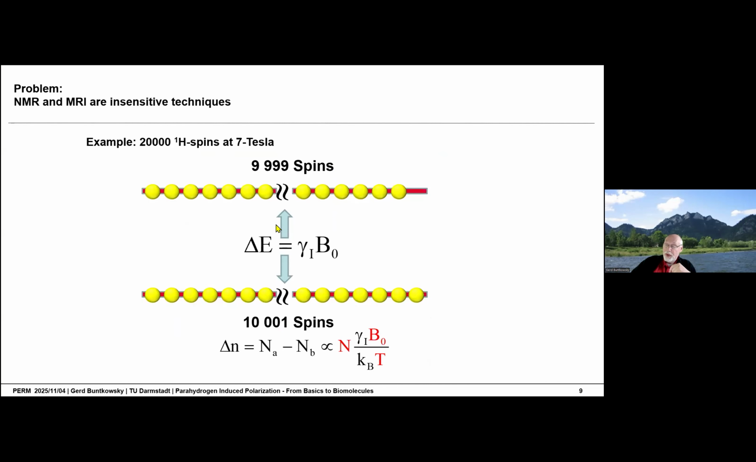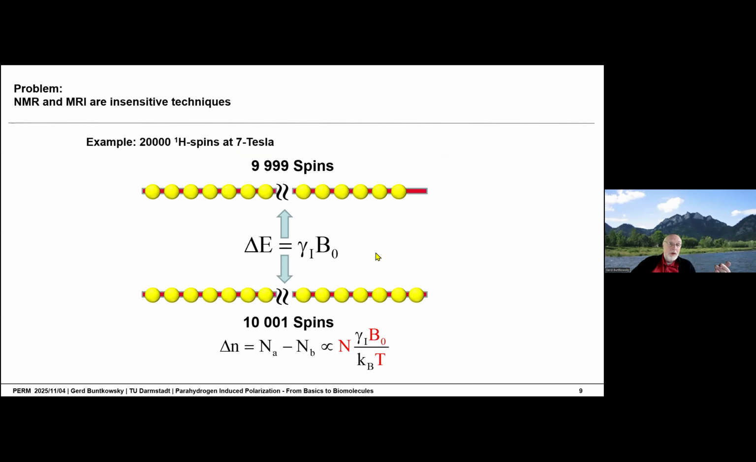The answer is pretty simple. NMR is a very insensitive technique. Suppose you have 20,000 spins, you're working at 7 Tesla, then 10,001 spins are in the lower state at thermal equilibrium, 9,999 in the upper state. So there's only a difference of 2 spins. Only this difference you can see in NMR experiments.